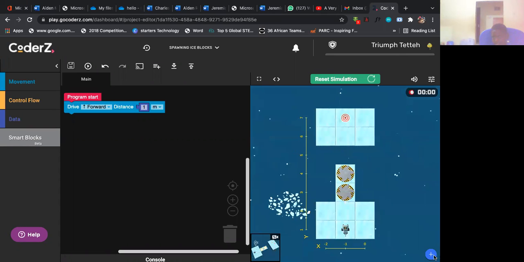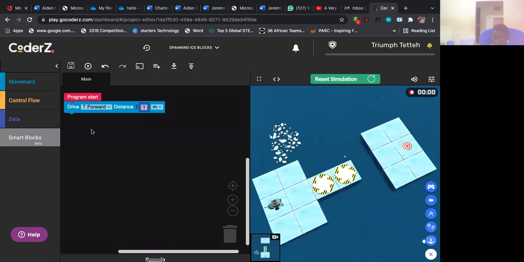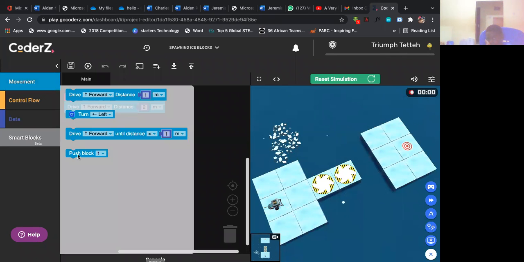So if I do, watch this. If I measure from where he is to the center of this, do you see? It's 2 meters. You get it? Okay. So keep that in mind. Okay, so let's go. First, drive forward distance 2 meters. Then the next one, you know that the ice block will appear, will spawn. So you use the push command.